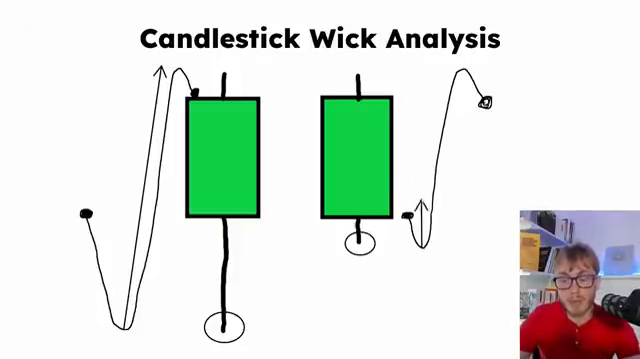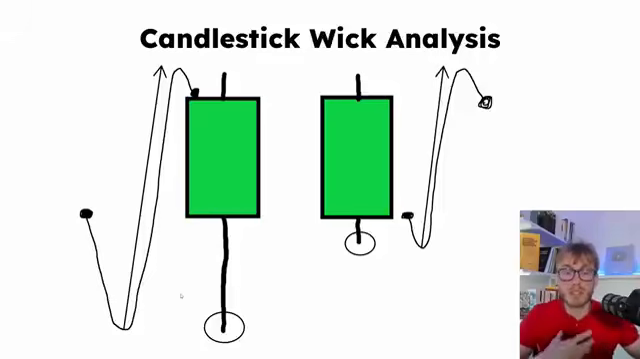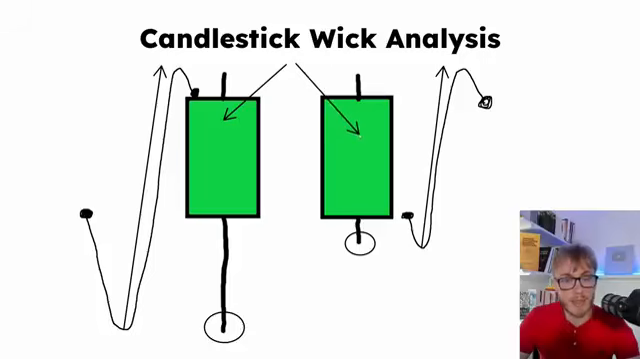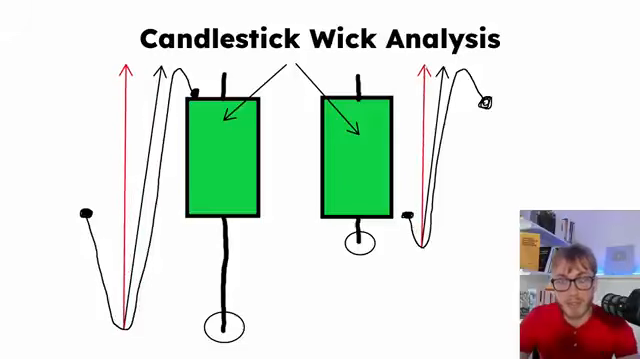You can see this move was only this far, while the move to the left was much stronger. And that means that this candle is actually more bullish compared to this candle, because we need more bullish strength to push the price from all the way down here up to this point compared to the strength we need to push the price from this point to this point.